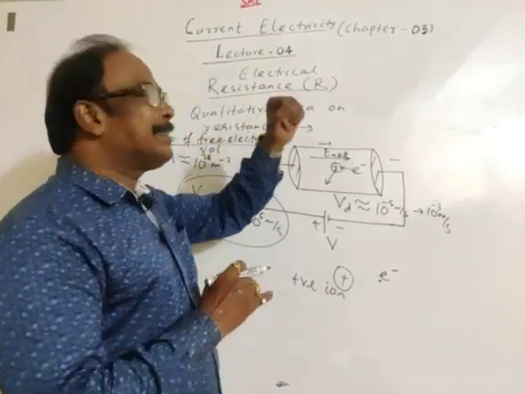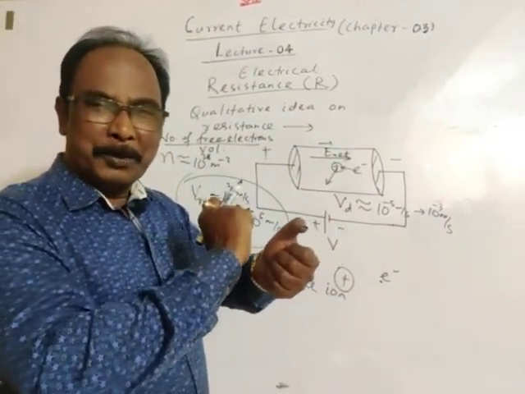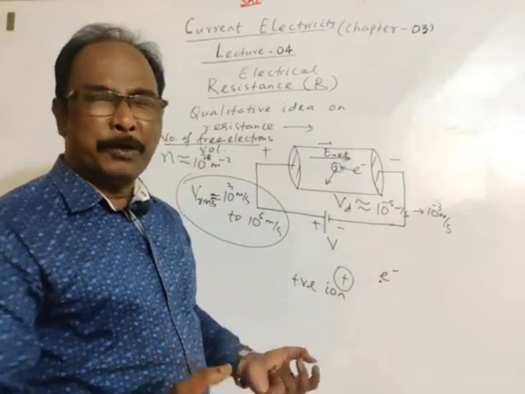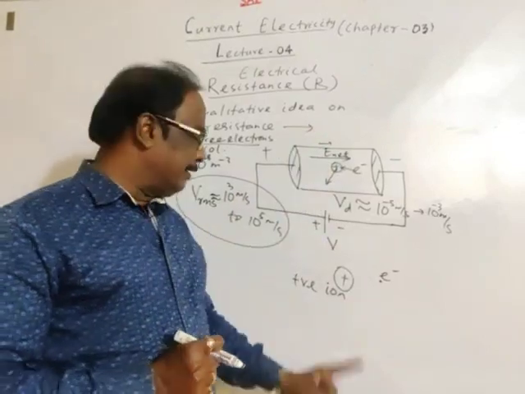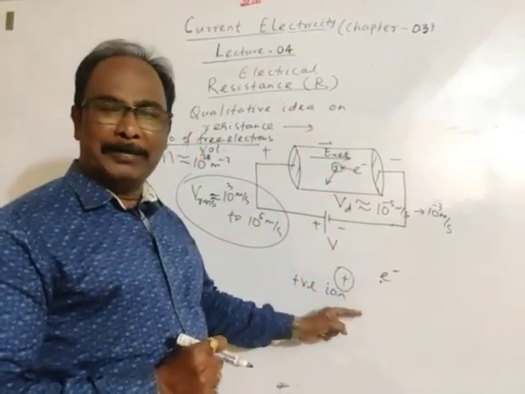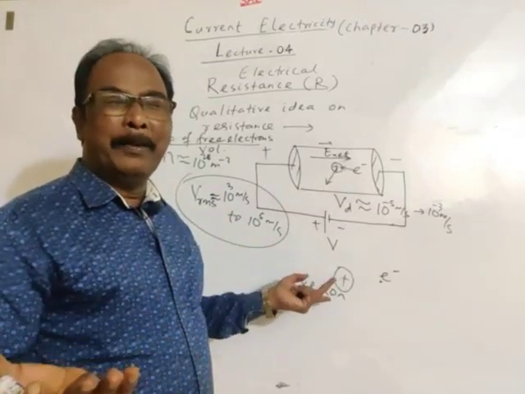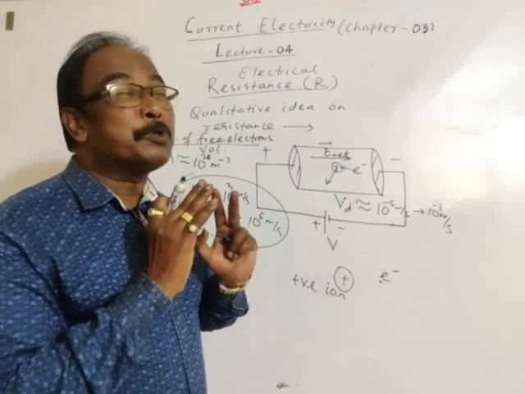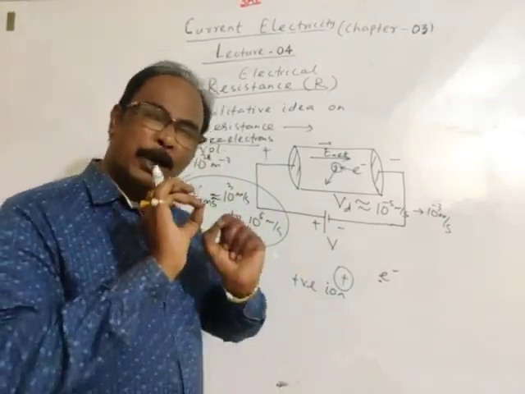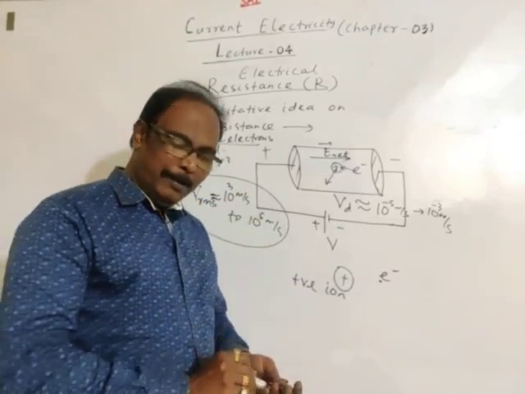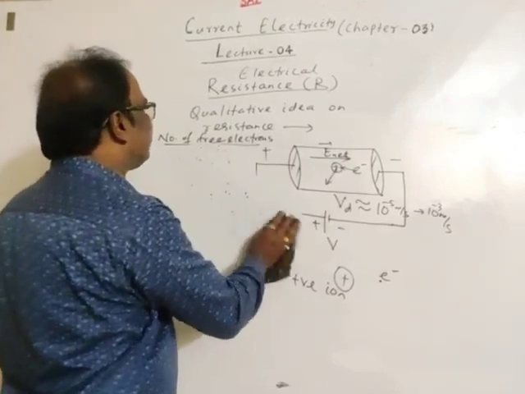So, what is resistance? Resist means opposition. Resistance means opposition. To resist means to oppose. When the electrons collide against the rest of the atom, means with the positive ion, the speed of electrons decreases. Means motion is obstructed, motion is opposed. This is the cause of resistance. So, what is the cause of resistance?